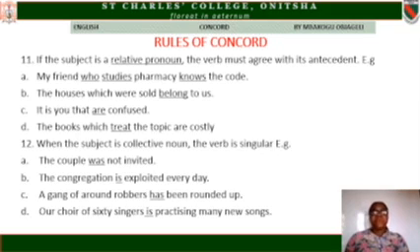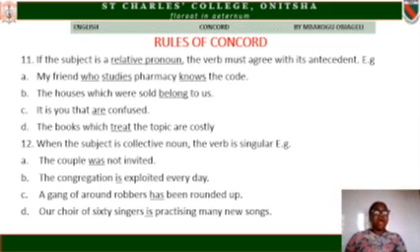Now, rule 12. When the subject is a collective noun, the verb is singular. A noun that appears in a group is called a collective noun. You have the couple, meaning the husband and the wife, they come together. You use it as a collective, and it goes with a singular verb. The couple was not invited, and not the couple were not invited. No. Another collective noun: the congregation is exploited every day. The congregation, these are the group of people you see in the church that come for worship. They are referred to as the congregation. It is a collective. They were collected and referred to as one.